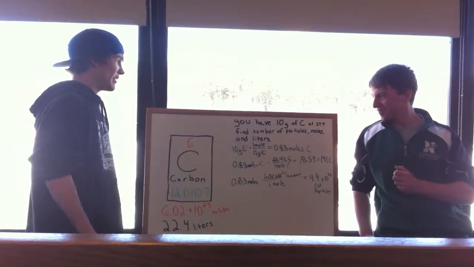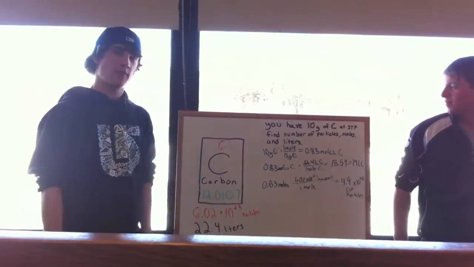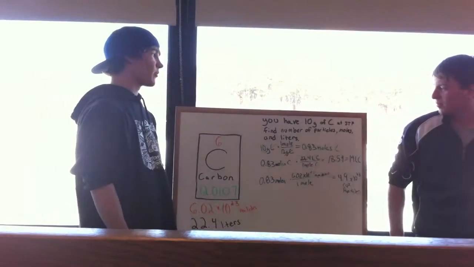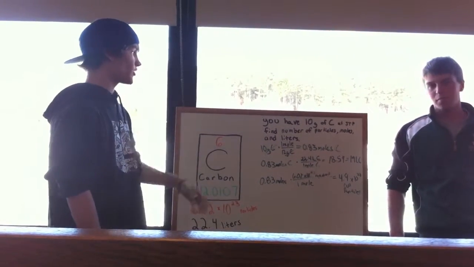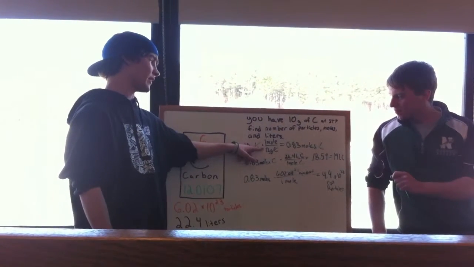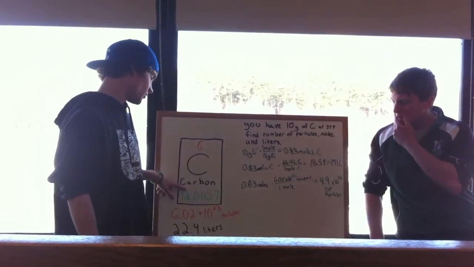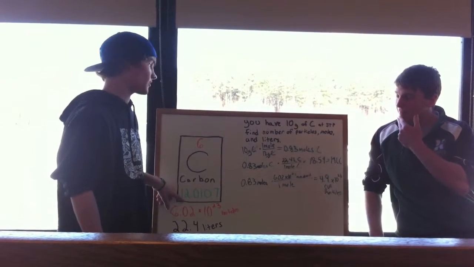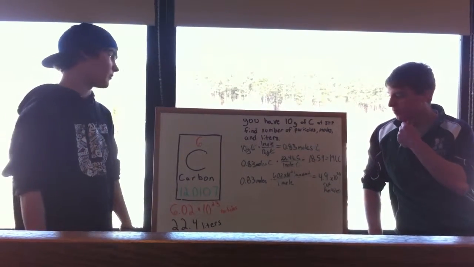Hey class. Alright, so we're going to start off with a problem that we got. It says, you have 10 grams of carbon at STP. Find the number of particles, moles, and liters. So we start off by taking the 10 grams of carbon that was given to us, multiplying it by 1 mole of carbon over 12 grams of carbon, which is the atomic mass. And it gives us 0.83 moles of carbon.